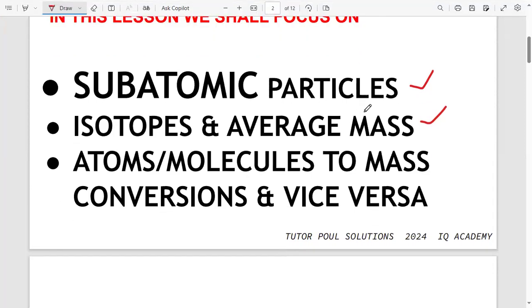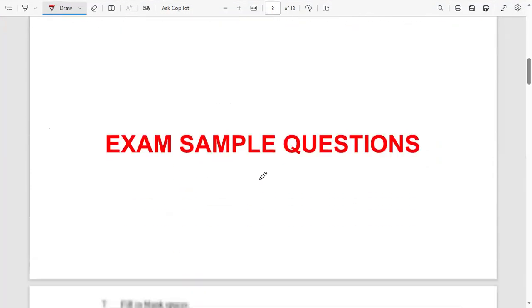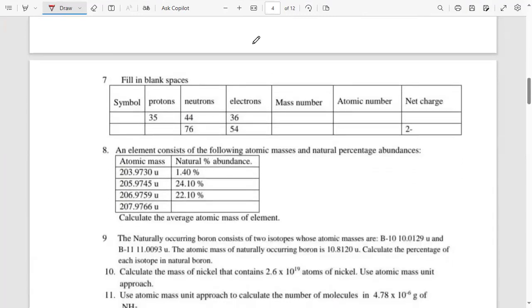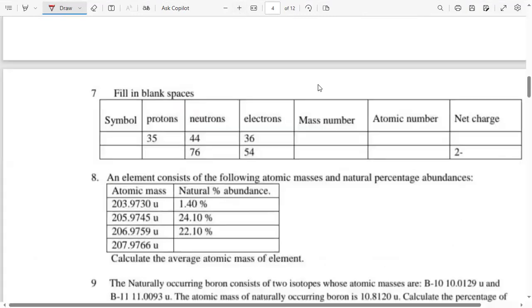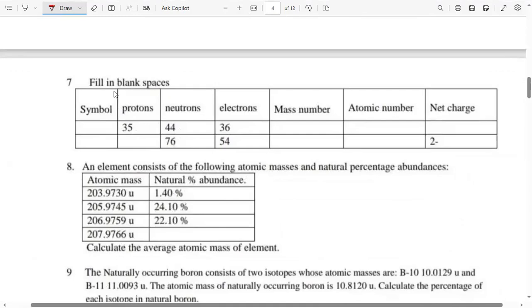Okay, so let's start with the subatomic particles. Remember what I explained. We have this table here, and the question is to fill in the blank spaces. Here you have the symbol of that element.